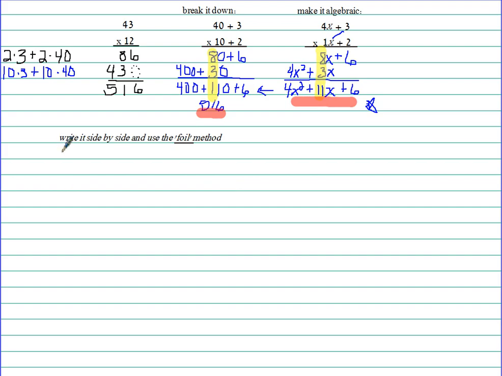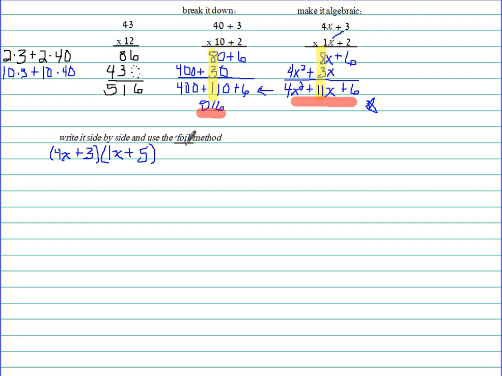Now bear with me as I try to write this with the mouse. What I'm going to do here is just show you how you take this same problem and you write it sideways, 4x plus 3, and then we're going to multiply that times 1x plus 2. And we could do this with negative signs also. The only difference here is we're going to start using what some people look at as rainbow math, and what we're going to do is make sure that we follow these steps.